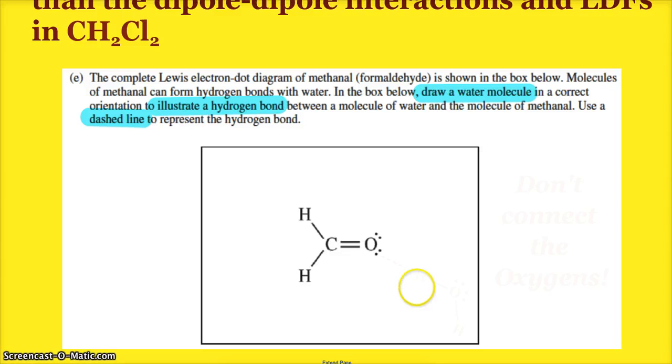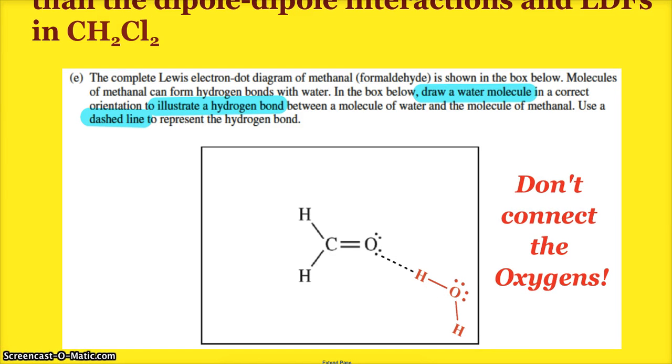Now the thing you got to be careful with here is that the dashed line must attach to the lone pair on the oxygen and must come from the hydrogen of the water. The hydrogen is partially positive, the lone pair on the oxygen is negative. Some people accidentally connect the lone pairs, and that's not right. Don't connect the oxygens. The hydrogen from the water is positive. That dashed line must go to the lone pair.